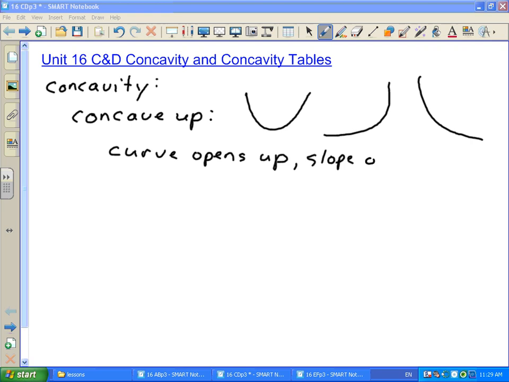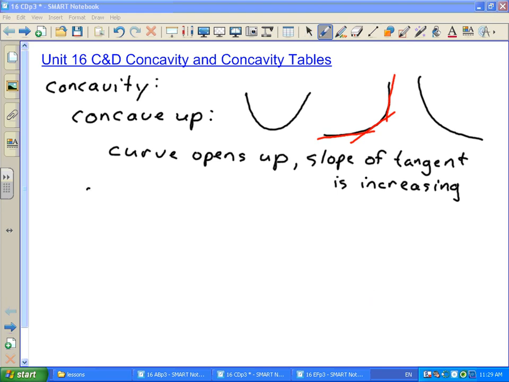As long as the curve kind of opens up or the slope of the tangent to the curve is increasing. Okay? If we take a look at, say, this one here, if I draw my tangent like that, and I draw it like that, and like that, the slope of my tangent is getting bigger and bigger and bigger. So the slope of the tangent is increasing where our curve is concave up.